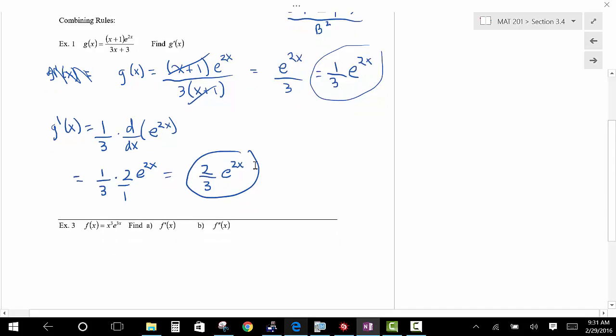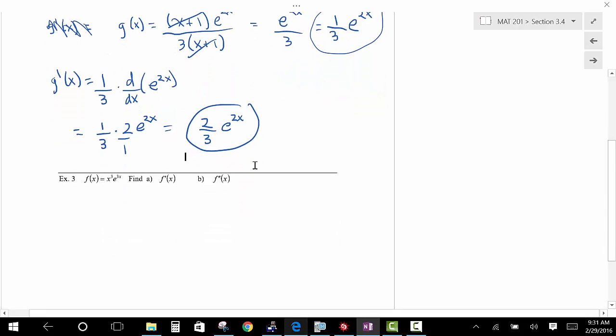Okay, let's do this now. If I say f double prime of x, what is that asking you to do? Second derivative. So we're going to do two derivatives on this. So to do part A, when we do the first derivative, what kind of rule do I have to use? Product rule.